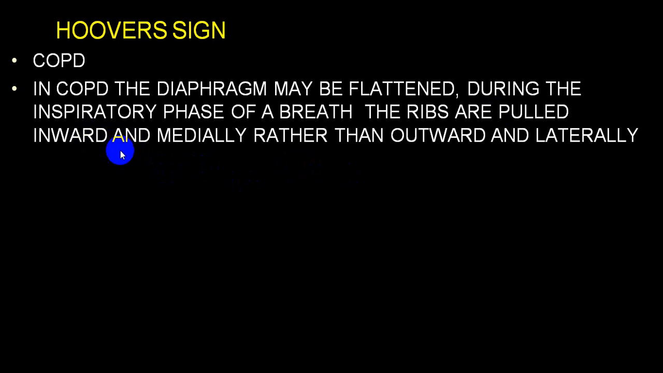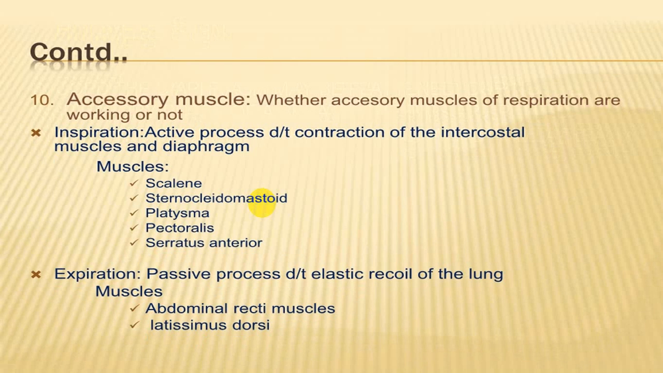So it is an inward pull because of the diaphragm moving a little down. Already it is flat. The ribs are already horizontal. So when the diaphragm tries to contract, it moves the ribs a little inward. It pulls a little inwards and medially. And that is given a name, Hoover's sign. It is very characteristic in case of emphysema. Once in a while it can be asked in your oral, what is Hoover's sign?